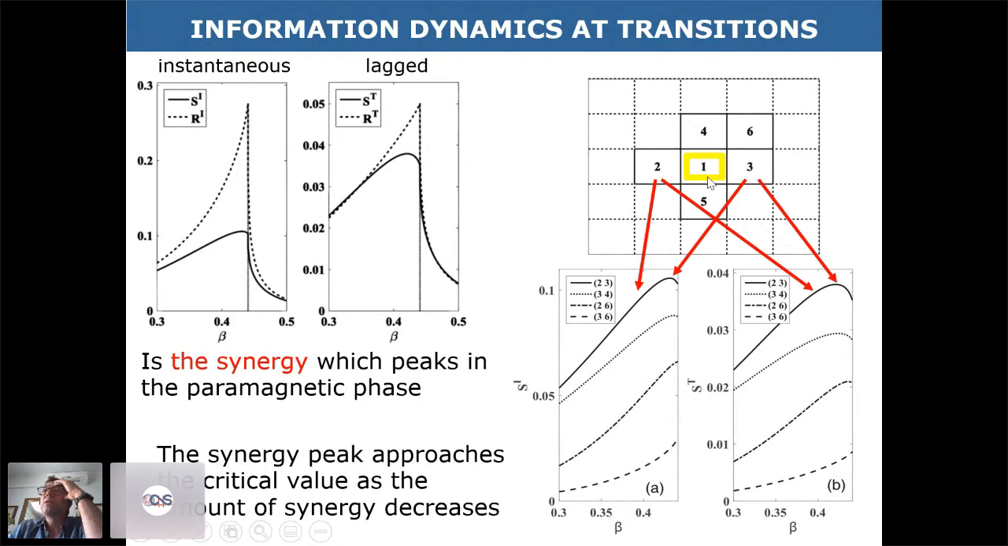So, for example, if we take 2 and 3, which are two spins, one to the left and one to the right of our target, there is a high amount of synergy, and so the peak is more on the left. If, on the other hand, we start considering, for example, 3 and 6, which are both on the right, and one of the two is not even directly connected to our target, then we have redundancy between spin 3 and spin 6, and indeed the peak shifts towards the critical value, both for the instantaneous and the lagged variables.